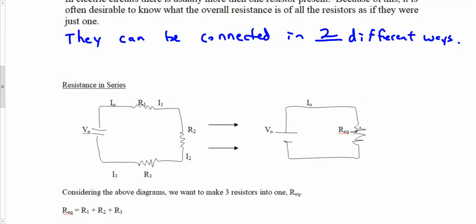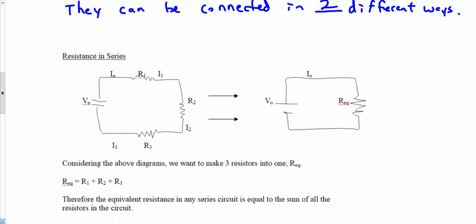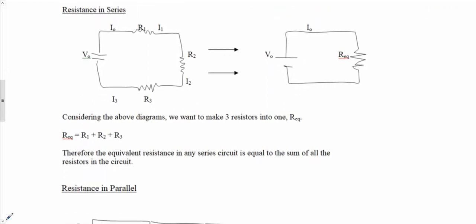If I wanted to do that, I'm not really that interested in a proof. You can find proofs online, but all I would do when they're in series is add them together. So in this case, let's just say that this was 3 ohms, 4 ohms, and 5 ohms. In this case, it would be 7, and this would be 12 ohms.